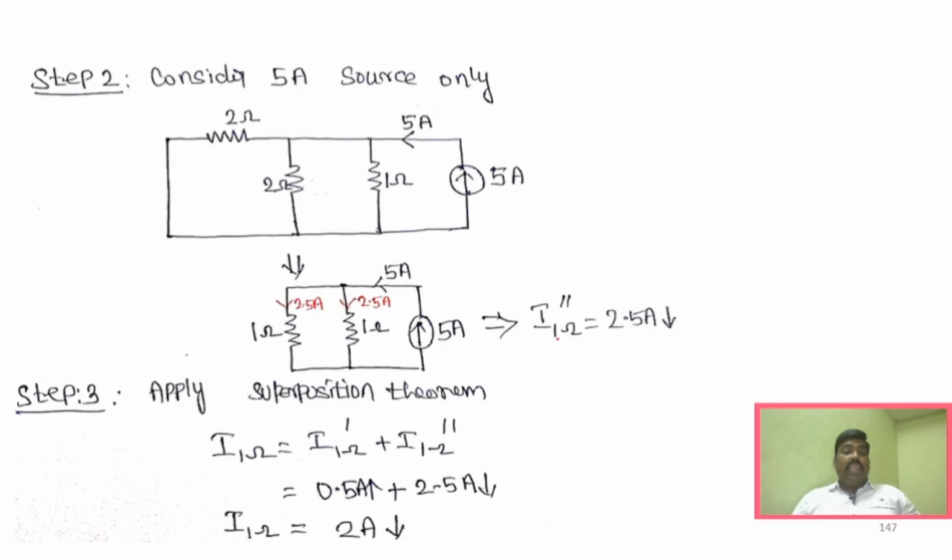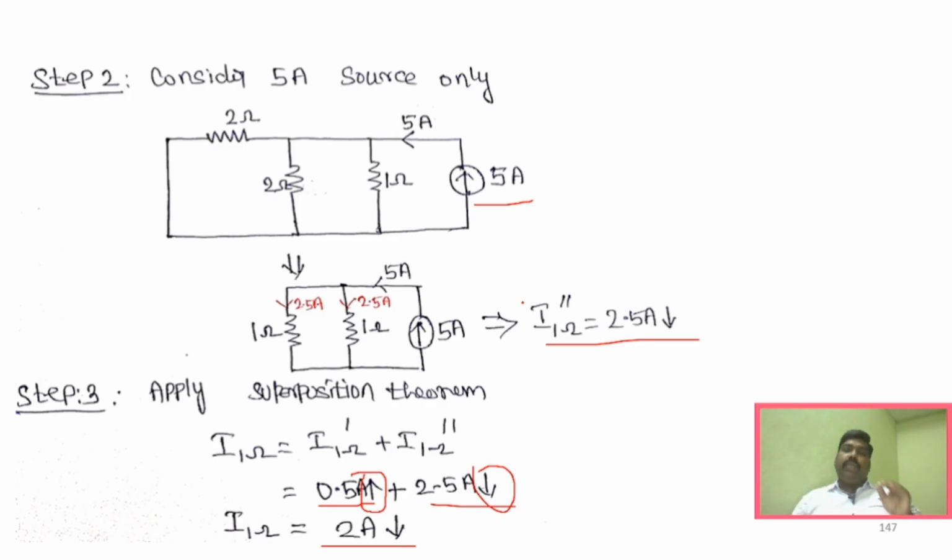Similarly, we take the second source, which is only the 5 amp source. With 5 amps, we can directly find the current across this resistor using the current division rule, as I explained before, and we obtain 2.5 amps. The 0.5 and 2.5 are in opposite directions, so it will be a subtraction. The total current across this resistor will be 2 amps.